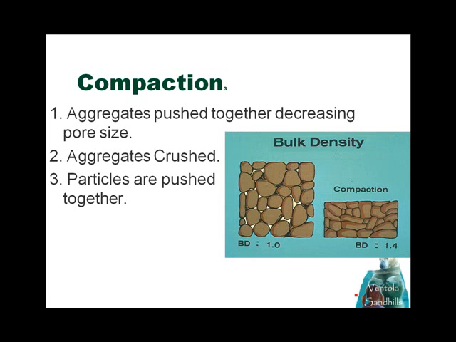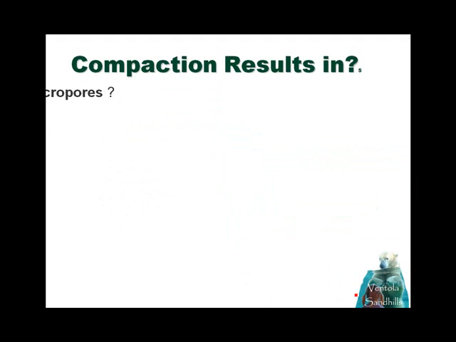Porosity decreased. Bulk density increased. That one should have been easy. Aeration will be decreased. Water infiltration decreased. So you need to have a good working understanding of what compaction does to these 5 different properties and more.